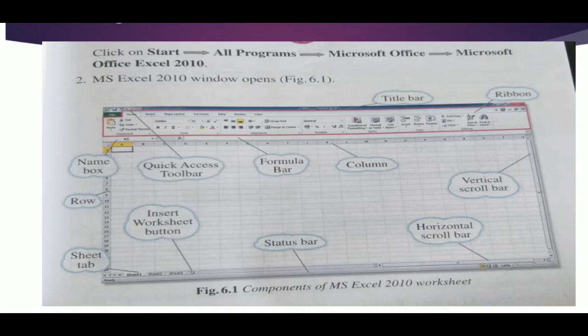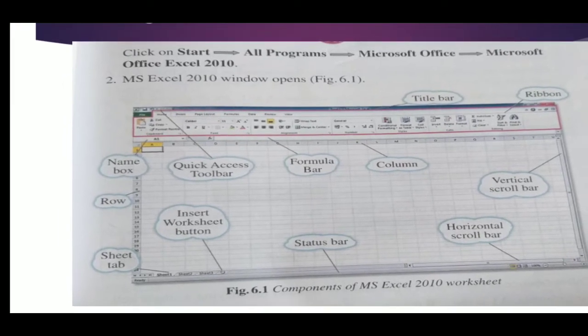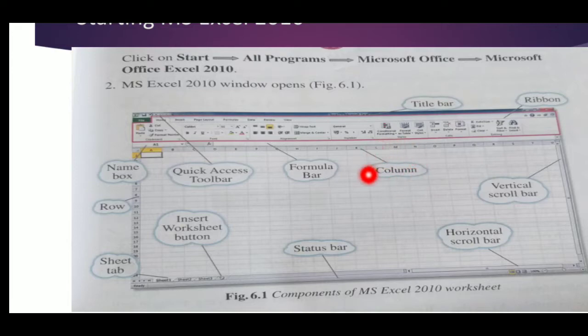Columns. Columns are arranged vertically. These are represented as letters from A to Z and then AA to AZ and so on. There are a total of 16384 columns in the worksheet shown in figure 6.1. Only columns A to U are displayed. Use the horizontal scroll bar to see the columns on the right of the screen.